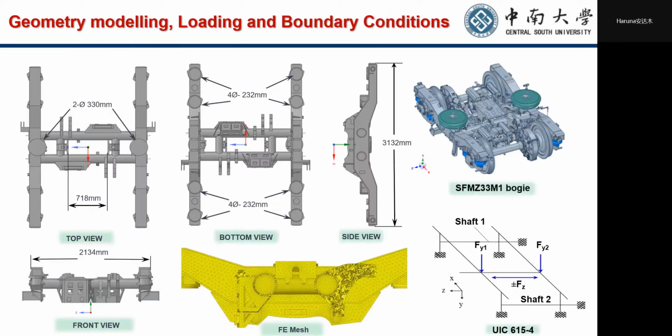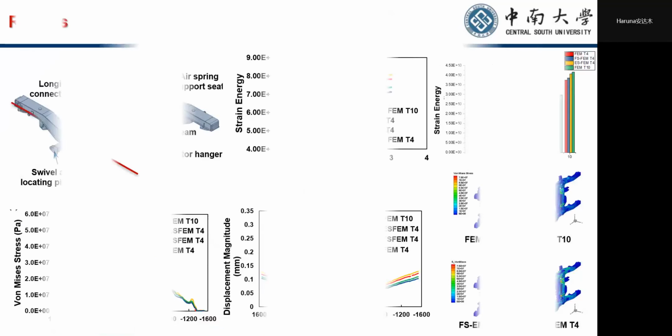And here is my geometry, and the geometry was taken from this bogie, which is the SFMZ33M1 bogie. It's mostly used in subways and metro. One important aspect you are supposed to know is that when performing static analysis, we usually use a standard which specifies the loading and boundary conditions. In this case, we use the CSU-HCAE 615 standard. It's an international standard. You can get it online. It specifies the load and boundary conditions. This loading is what the bogie frame is supposed to withstand when in operation on the rail.